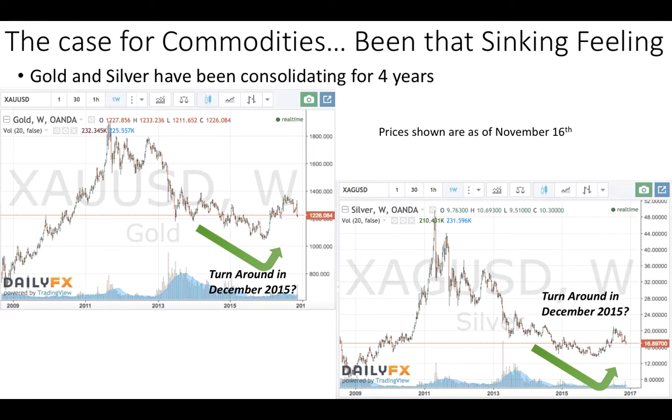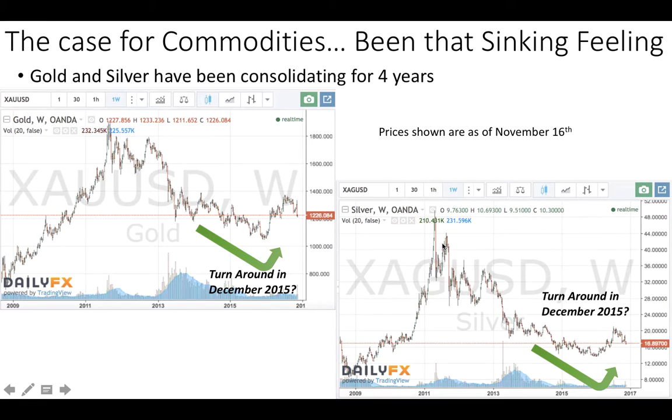So the case for commodities again, there's been that sinking feeling for the past 4 years or so. If you look at the charts there on gold and silver, basically gold and silver went up since the 2008 financial crisis, but since 2011, it's been 4 years going down, and it only started turning at the beginning of 2016.